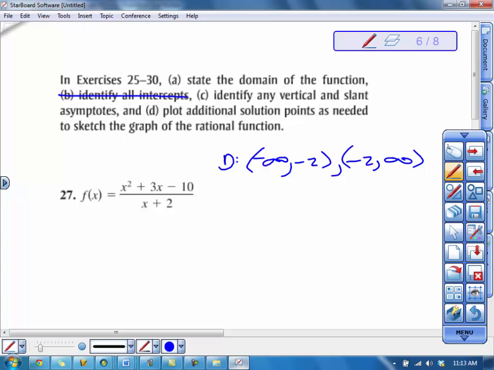The intercepts, let's skip that for now. We already did a previous problem where we found intercepts. That's just where you plug in x. That will give you the y-intercepts. We plug in 0 for x. And the x-intercepts come when you plug in 0 for y. But let's define vertical and slant asymptotes.